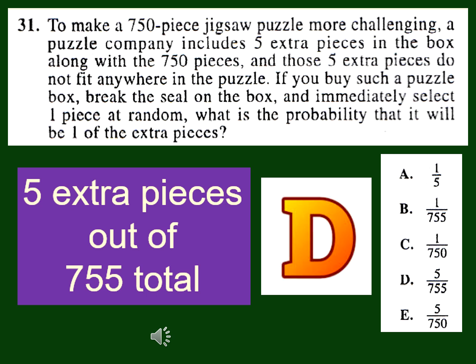The key on this one is don't overthink the question. There's 755 total pieces. 5 of them are the extras that don't fit. So what we want out of how many total? 5 out of 755.